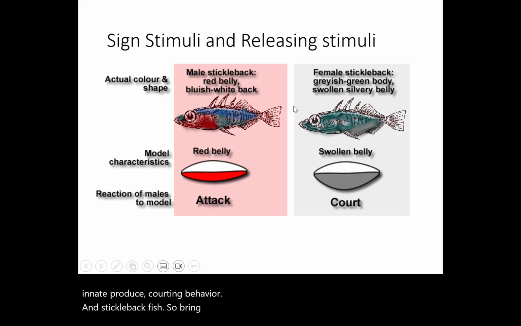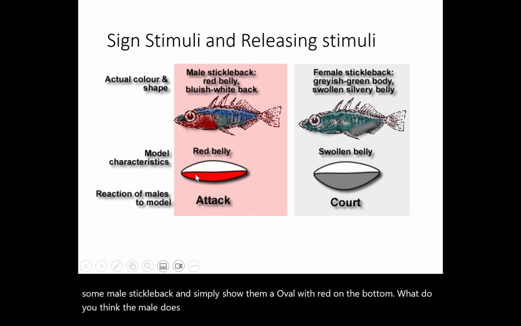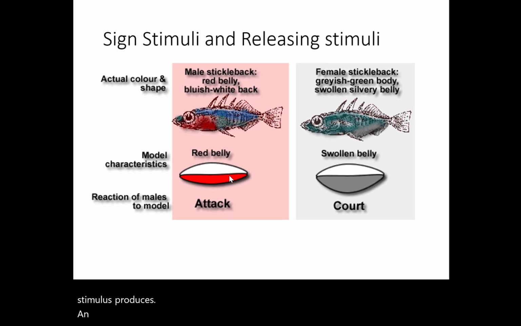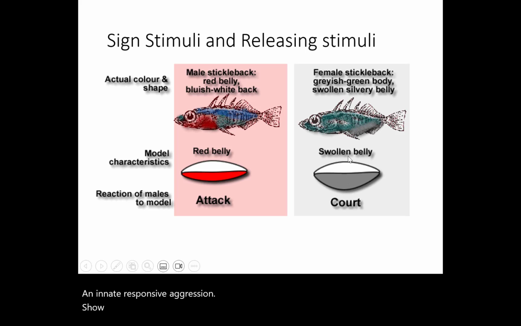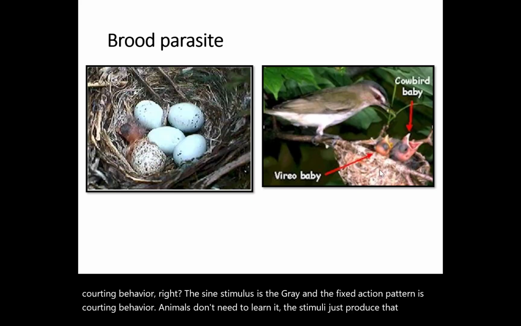So bring this into a laboratory, get a bunch of stickleback, get some male stickleback, and simply show them an oval with red on the bottom. What do you think the male does? It attacks this. Why? Because the red underbelly is a sign stimulus, produces an innate response of aggression. Show a male an oval with gray on the bottom, and you see behavior that represents courting behavior, right? The sign stimulus is the gray, and the fixed action pattern is courting behavior. Animals don't need to learn it. These stimuli just produce those complex behaviors.